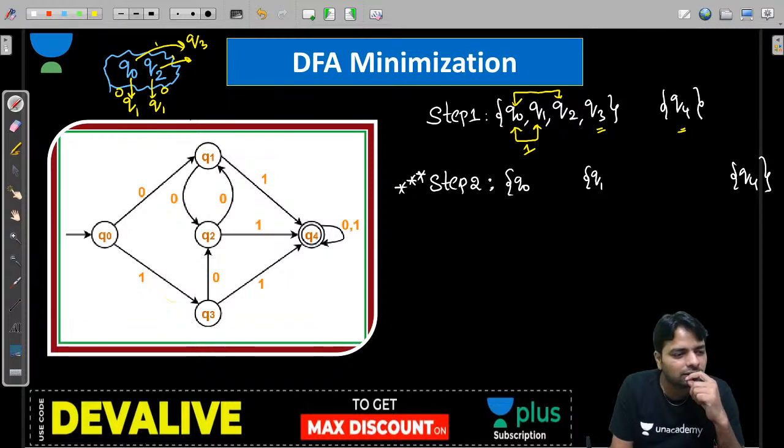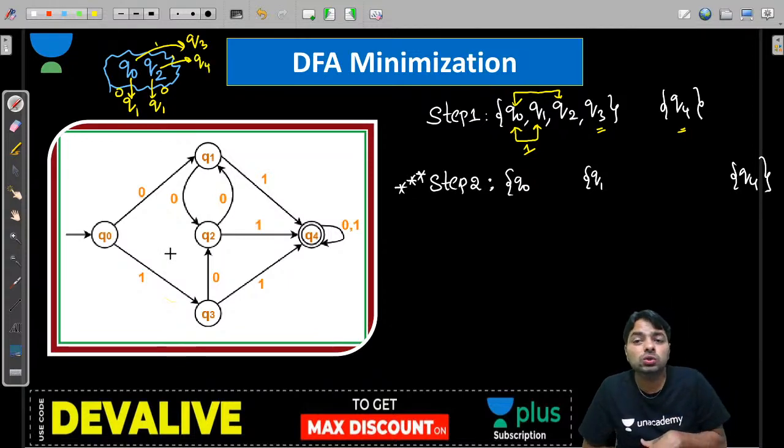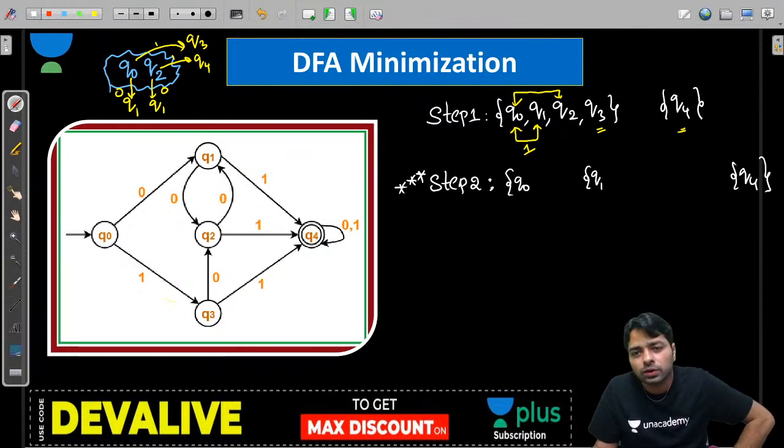Q2 on 1. Everybody, come on. Previously Q1, Q0, Q1 on 1 it's going to Q4. Now the same happened: Q3, Q4, Q3, Q4. They are in different sets. Oh my god, Q2 is also required to be separated.